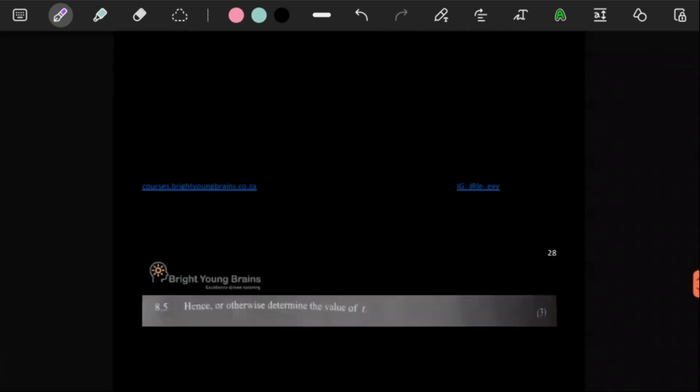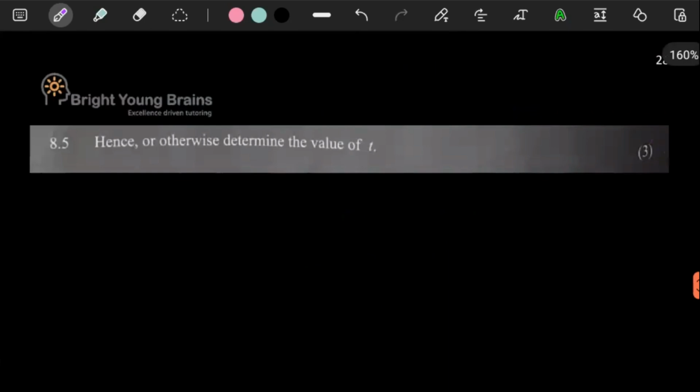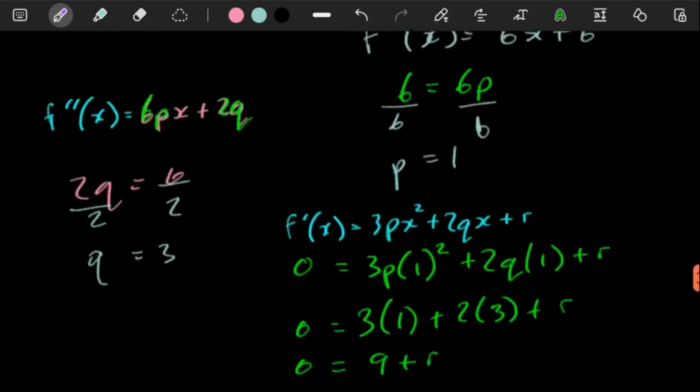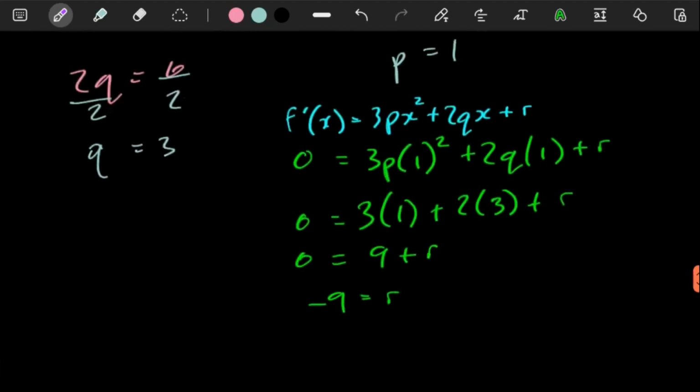So let's move on to 8.5. It says 3 marks, hence or otherwise determine t. t is the other turning point. This is really not a difficult thing because in our second derivative we can just get our values of x. One of them will be 1, the other one will be whatever t is.